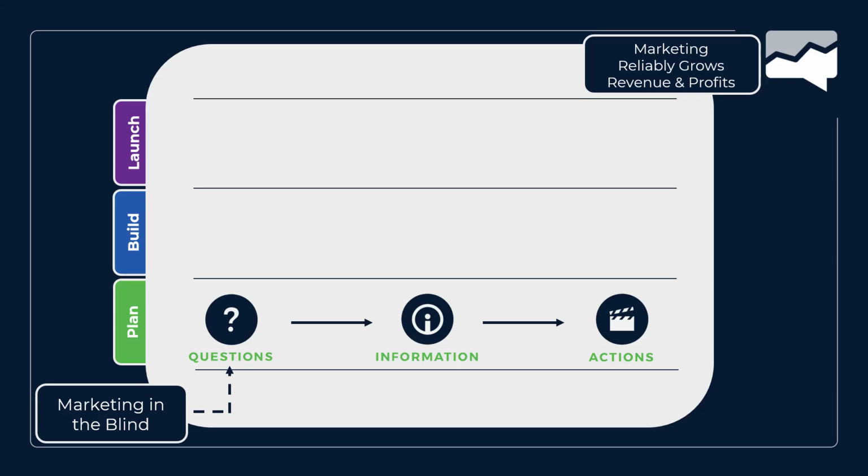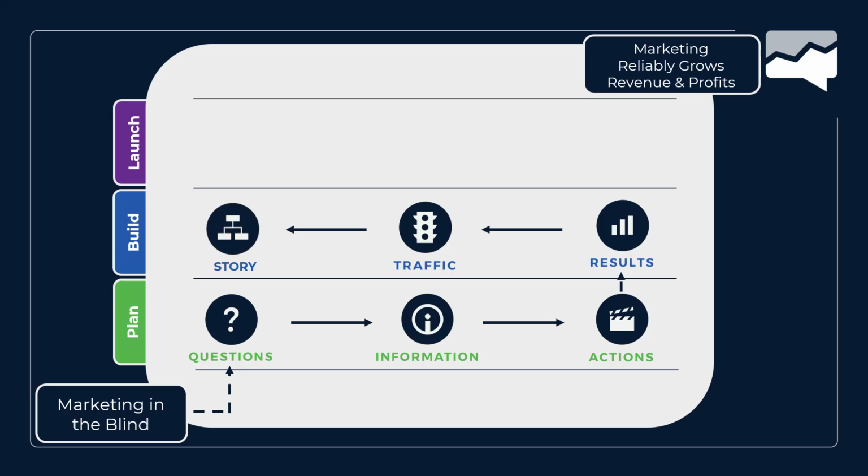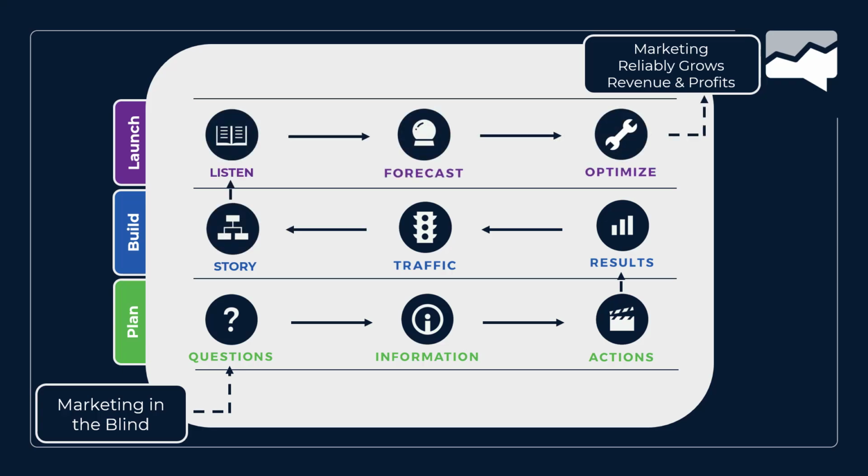And for those of you that are already Academy members, it is called Win the Measurement Marketing Framework. So go and watch that course if this is completely new to you. And so then we continue on with our build with its results, traffic, story. And then in our launch, we go through listen, forecast, and optimize. So what this is, again, is the Measurement Marketing Framework. There's a course, Win the Measurement Marketing Framework, so that way you can go through and learn what every single step of this is.